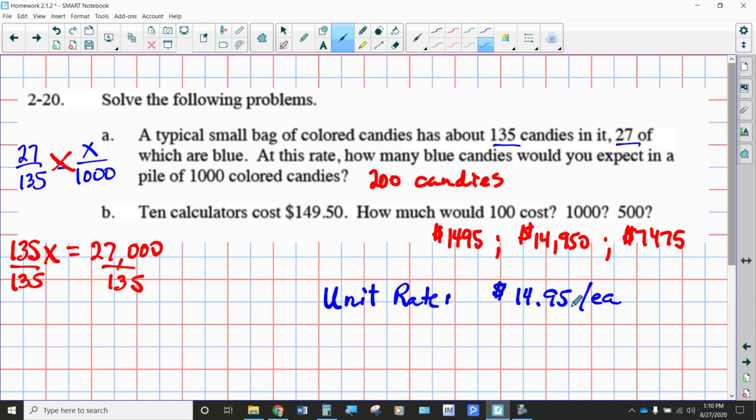So multiply that times 100. Move the decimal 2 places to the right, that's $1,495. Times 1,000, move it 3 places to the right, and you get 14,950, and 500 is half of 1,000, so if I just cut this number in half, I get 7,475. Or you could have just gone ahead and multiplied 5 times $14.95, and I guarantee you would get that answer.